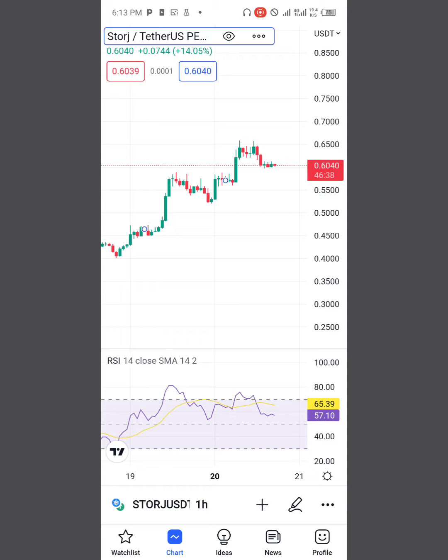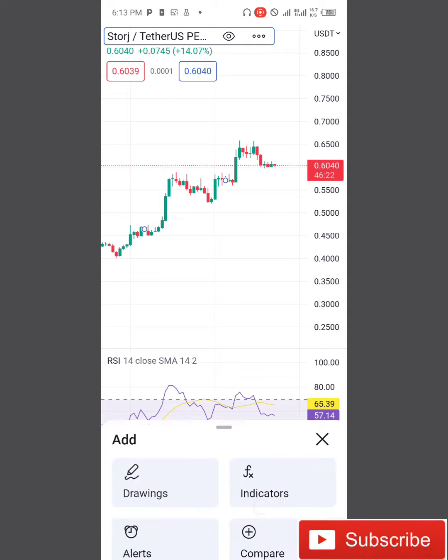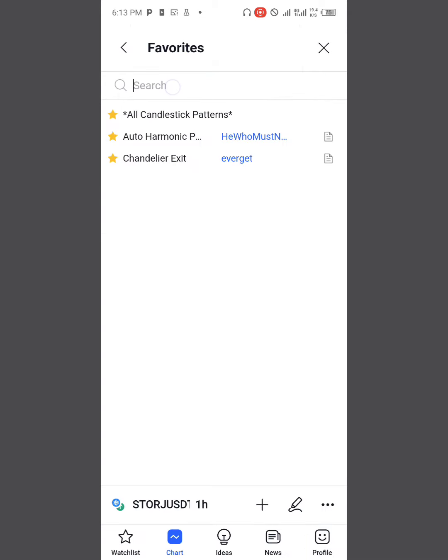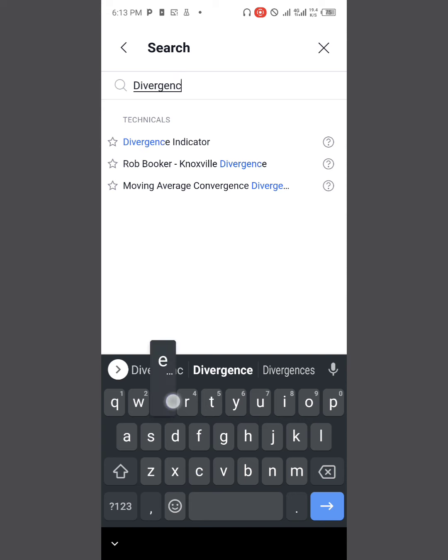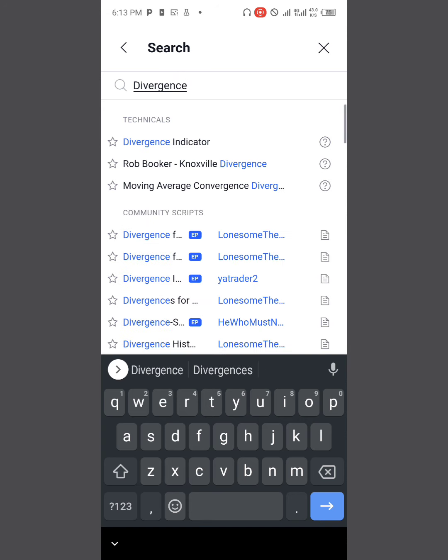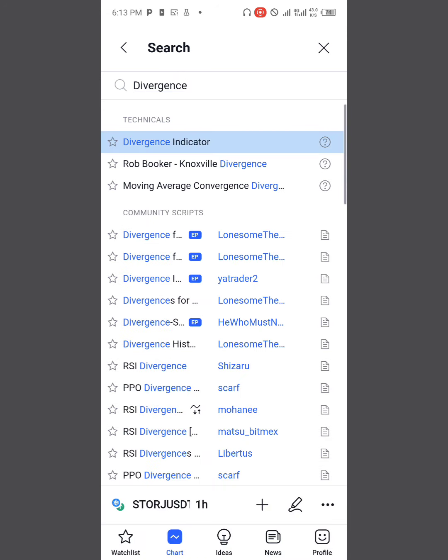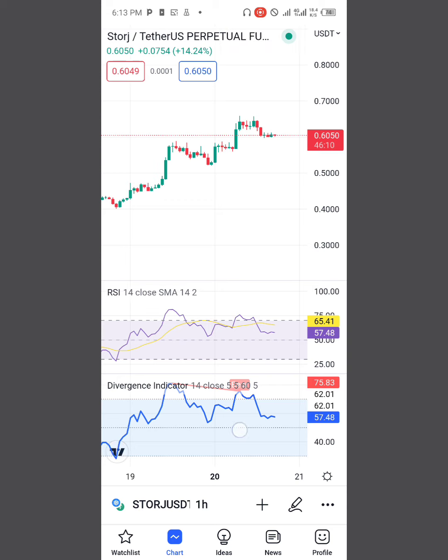Beautiful. Now the second indicator we're going to be plotting is going to actually show you the exact spot the reversal is happening or the divergence is happening. So what is that indicator called? It's called a divergence indicator. We're just going to plot that right here. Go to indicators and then plot it. Divergence indicator. You can see right here, divergence indicator.